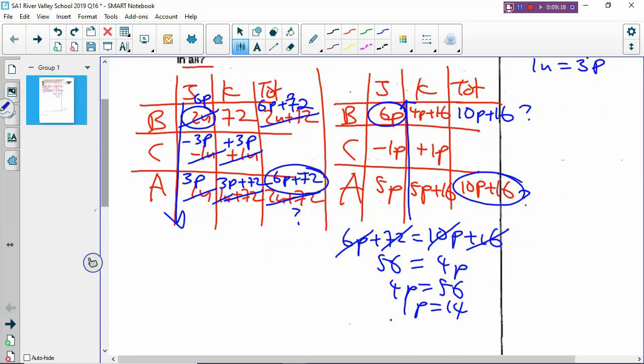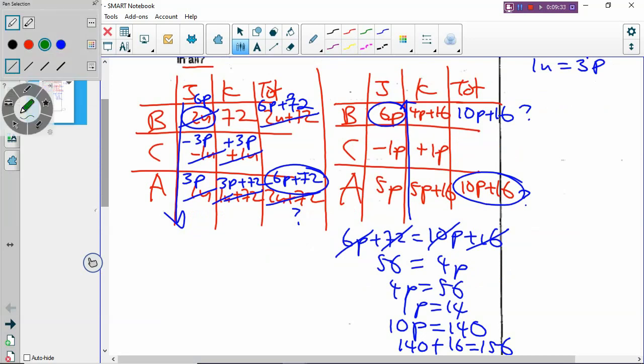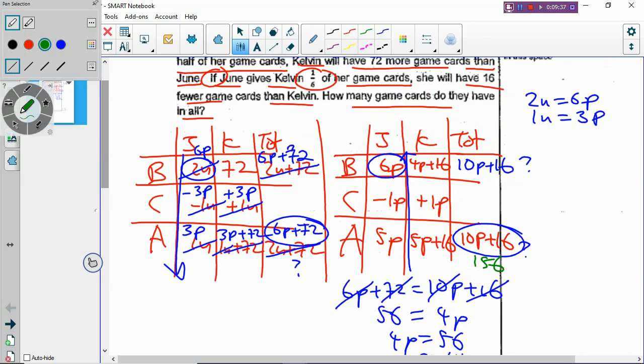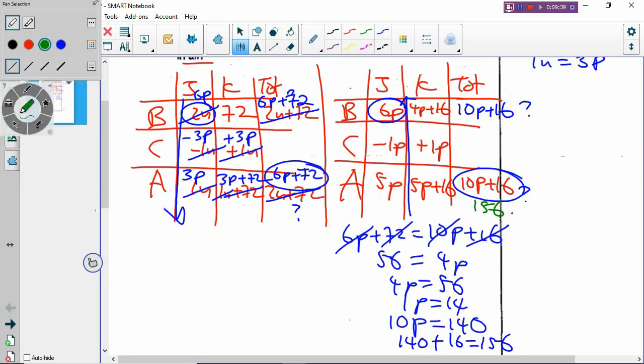So let's choose 10 parts. 10 parts is 14 times 10, 140, and 140 plus 16, that will be total 156. So which means that they have 156 game cards all together, right?